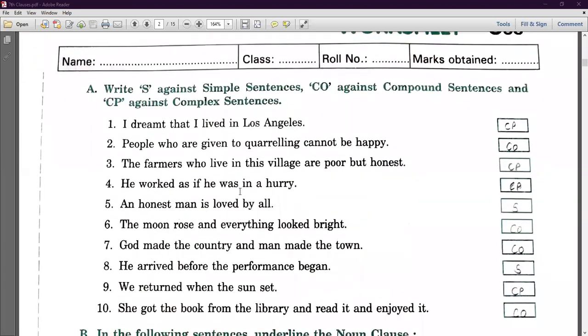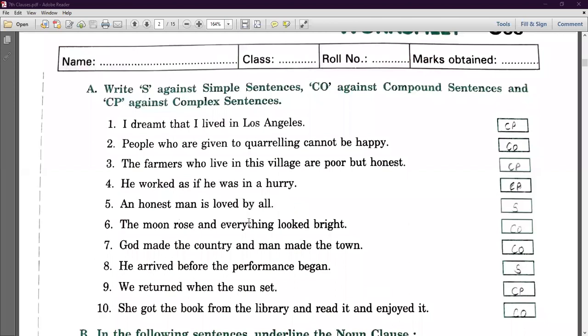I dreamt that I lived in Los Angeles. This is a complex sentence. People who are given to quarreling cannot be happy. Compound sentence. The farmers who live in this village are poor but honest. Again, complex sentence. He worked as if he was in a hurry. Complex sentence. An honest man is loved by all. This is a simple sentence.